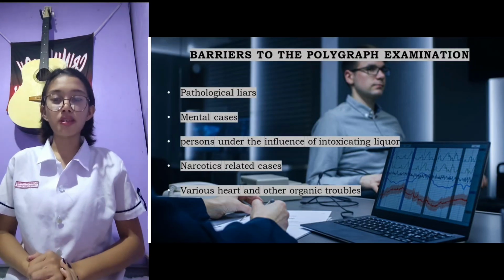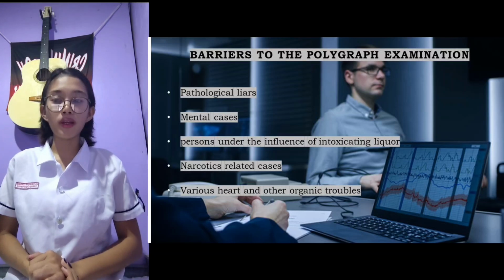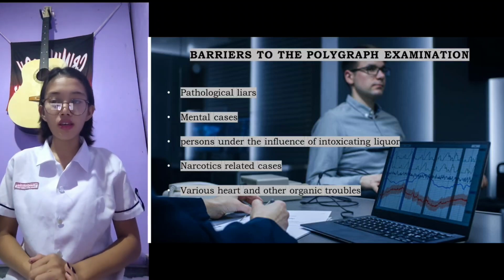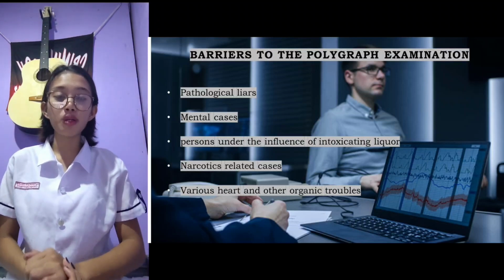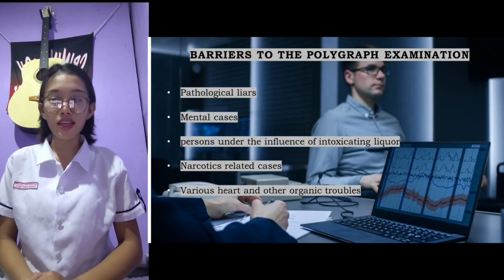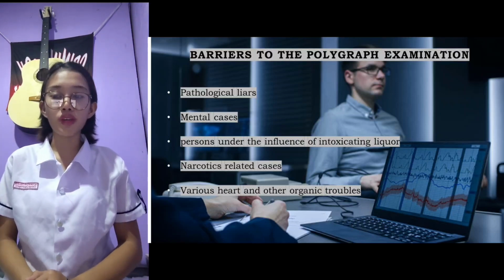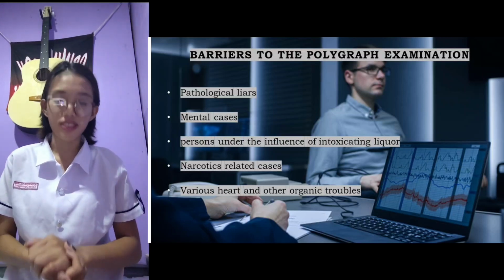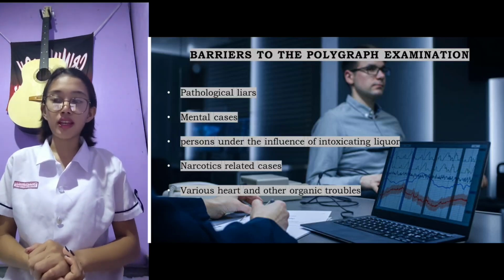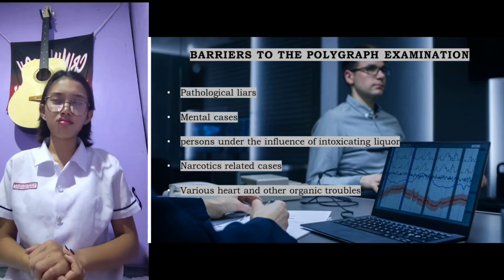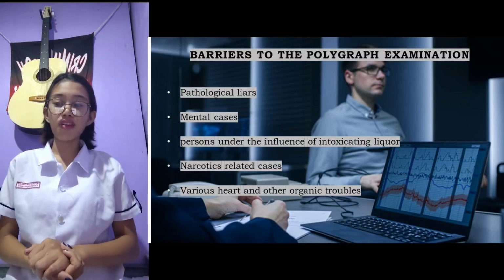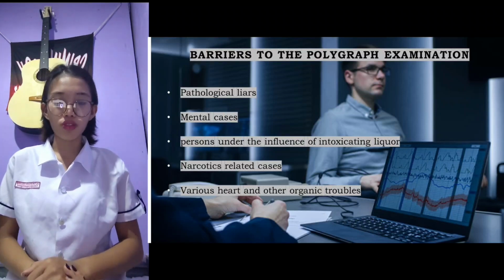Barriers to the polygraph examination. So, ito yung mga maaaring humadlang in the polygraph examinations. First is the pathological liars. So, ito yung mga taong magagaling na magsinungaling. Mental cases, person under the influence of intoxicating liquor, o yung mga taong under the influence of drugs or lasing. Narcotics-related cases, such as under the influence of drugs, and various heart and other organic troubles.